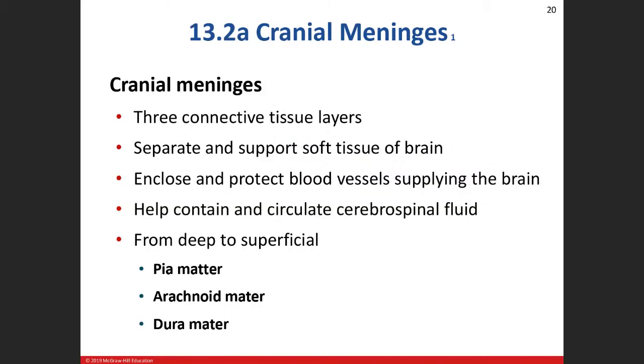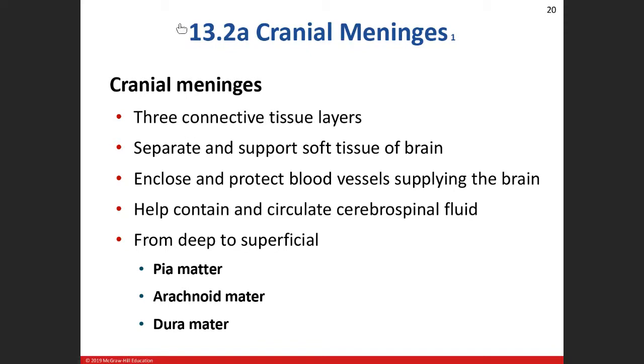All right. Let's talk about the meninges, people. This is the rule of threes again. Remember how the nervous tissue had 3 layers that surrounded it: the perineurium, epineurium, endoneurium, and then we were talking about muscle tissue. It had the endomysium, the perimysium, and the epimysium. Well, cranial meninges, there's 3 layers.